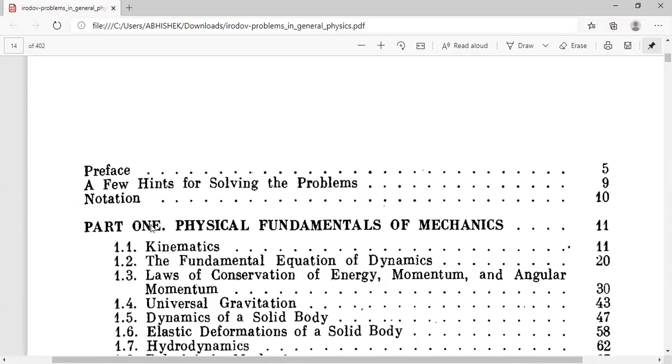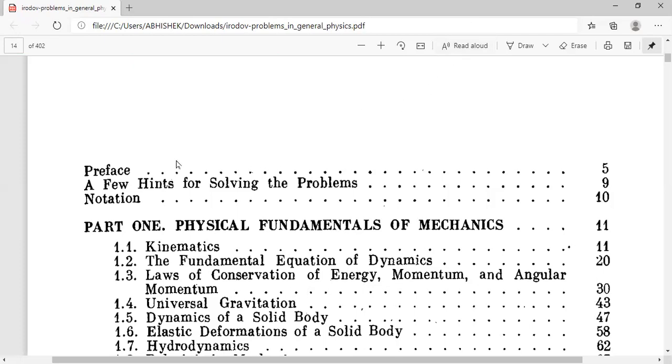So we will solve the numerical problems from part 1, Physical Fundamentals of Mechanics, section number 1.3, that is, laws of conservation of energy, momentum and angular momentum. We'll be solving the problems from the 1.3 section. Students, let me share the screen for you.